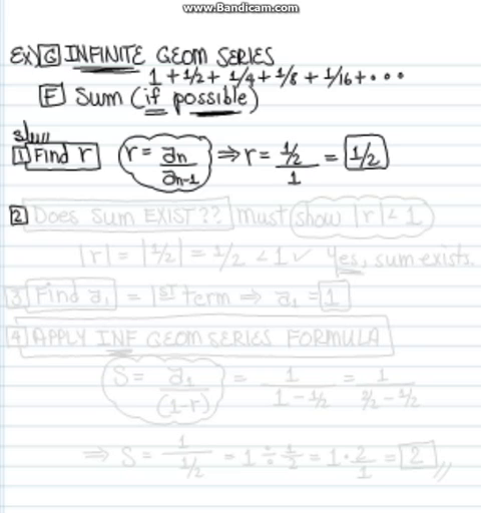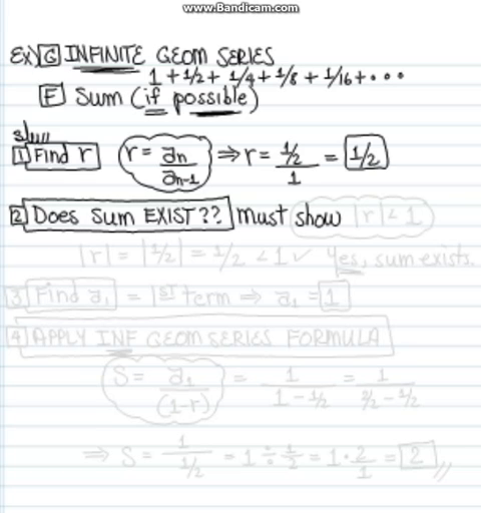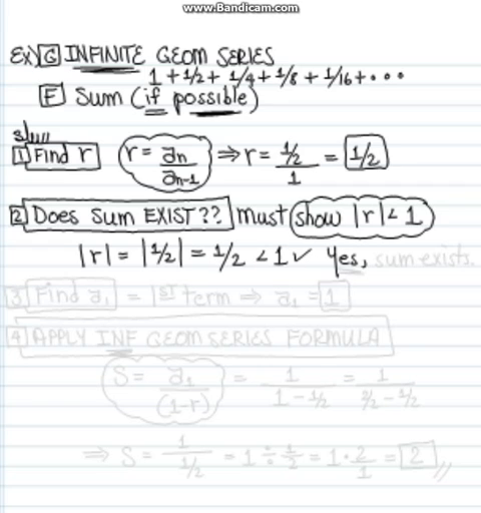Now, let's check to see if this sum exists, if we can actually use this formula. Does the sum exist? To find out, we must show that the absolute value of the common ratio is smaller than 1. I don't care if it's negative or positive. I just want the absolute value to be smaller than 1. We'll check. The absolute value of r equals the absolute value of 1/2, which is equal to 1/2. That's smaller than 1, so yes, the sum really does exist.